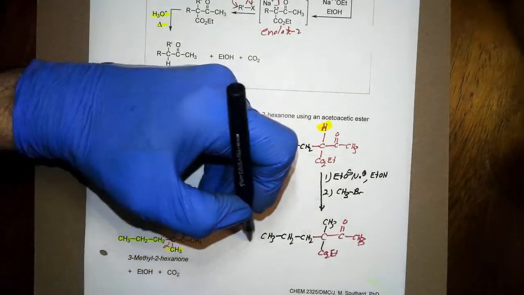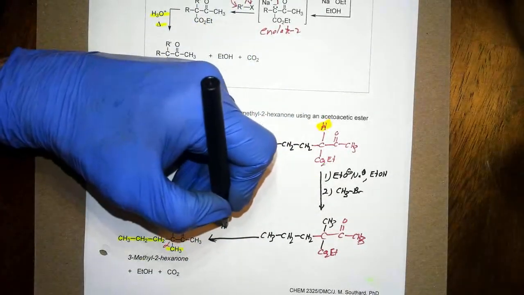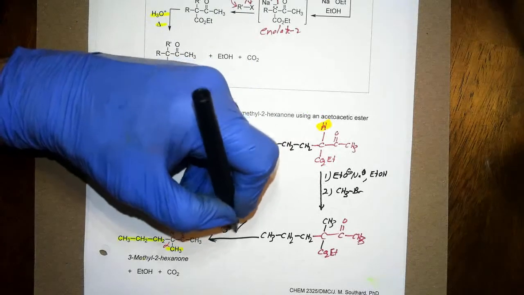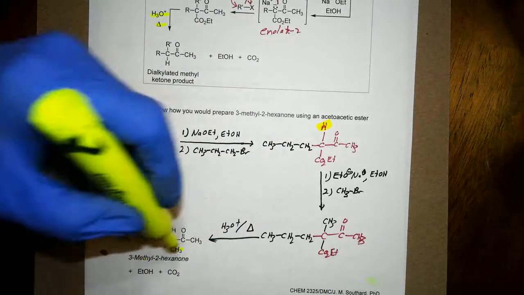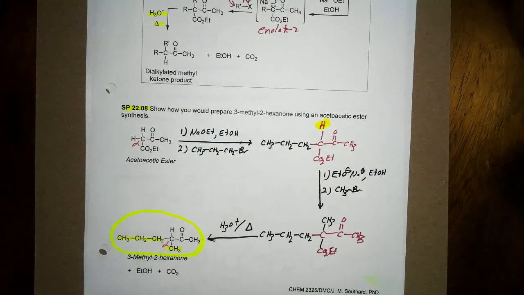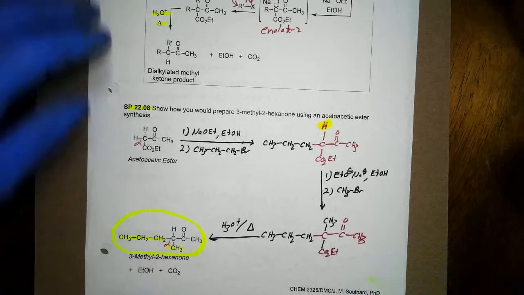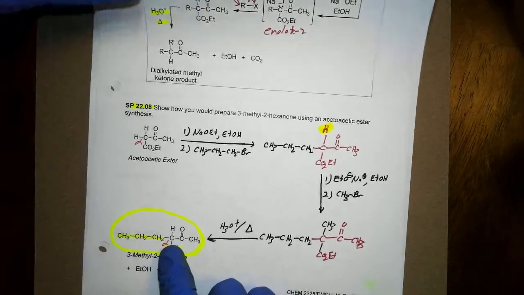And finally, we know what to do. We're going to go ahead and add our acid, H3O+, and we're going to not forget to heat it, otherwise we're not going to get decarboxylation. And so ultimately we end up with this dialkylated methyl ketone. It's really cool. And you get a racemic mixture of these, even though that carbon's chiral, you get a mixture of both the R and the S enantiomers.